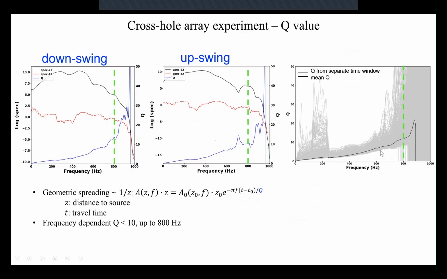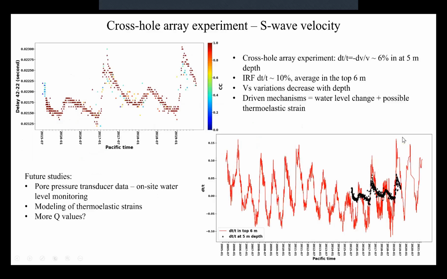We assume the geometric spreading factor is inversely proportional to the source-receiver distance and calculate the frequency-dependent Q values based on spectral ratios between the 2 stations, 22 and 42. As we can see, the signal amplitude decreased significantly above 800 Hz. Therefore, the obtained Q values are less than 10 up to 800 Hz, implying significant attenuation at the 5-meter depth.